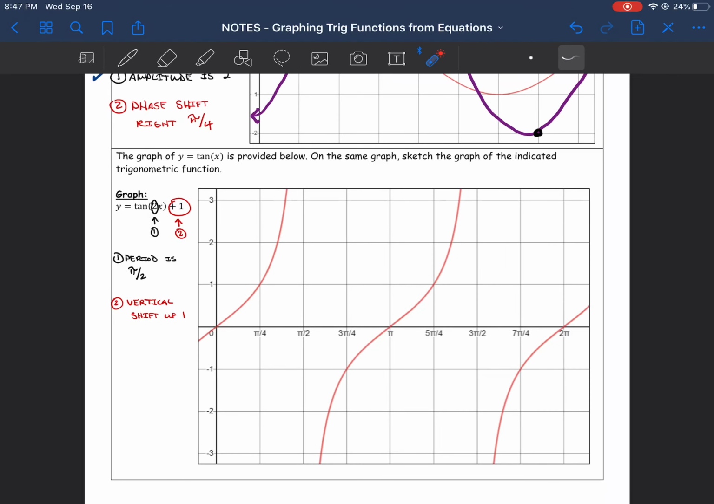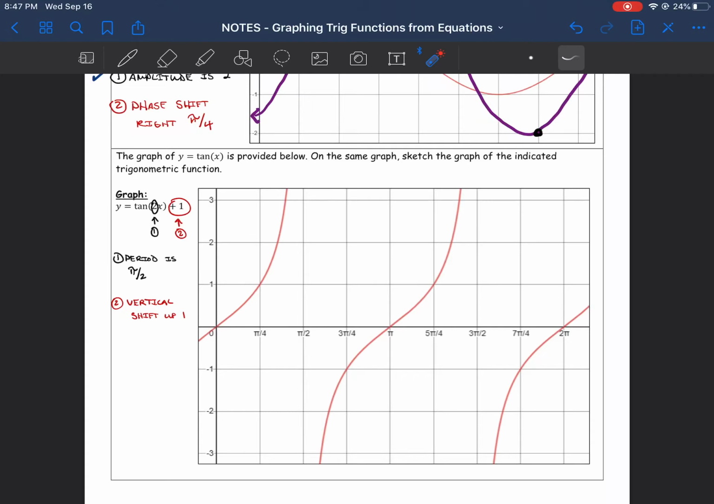All right, for the next one, the parent function of tangent of x has already been graphed below. On the same graph, we want to sketch tangent of 2x plus 1. Now, tangent is always an interesting graph. This is one of those that can be a little tricky until you've got a few examples under you. So let's think about what's really changing here.